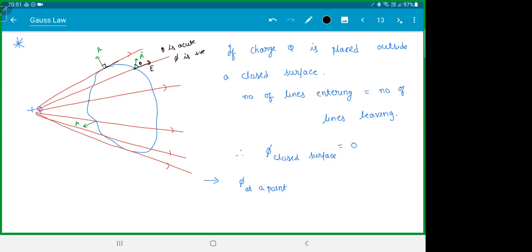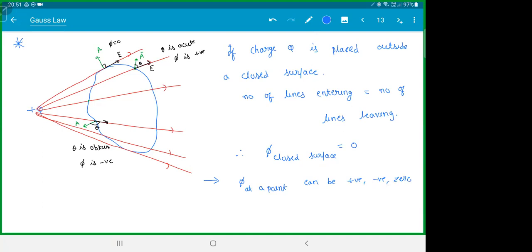Here both are at 90 degrees, so when there's a tangent, the flux is zero. At this point, this angle is obtuse, so the flux is negative. So be careful with this. Flux at a point can be positive, can be negative, can be zero also. But the total flux is zero.